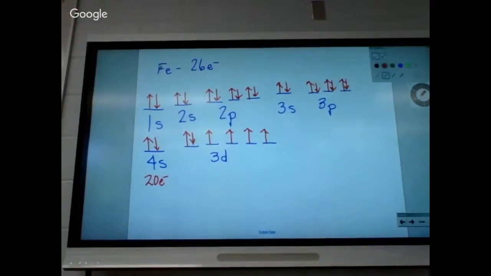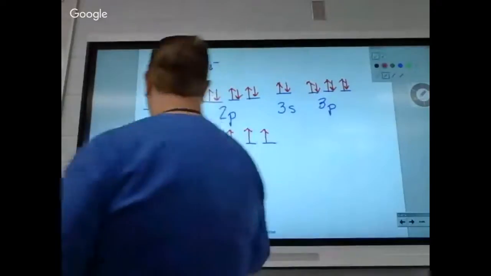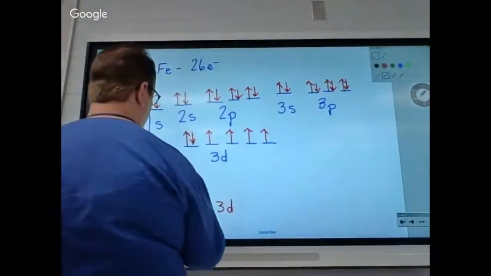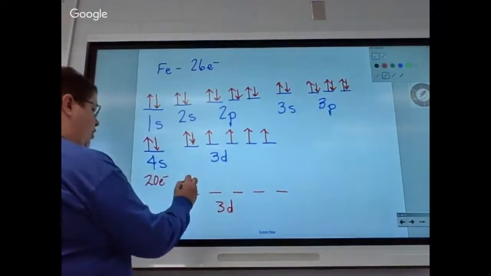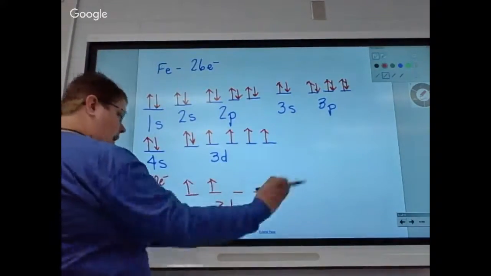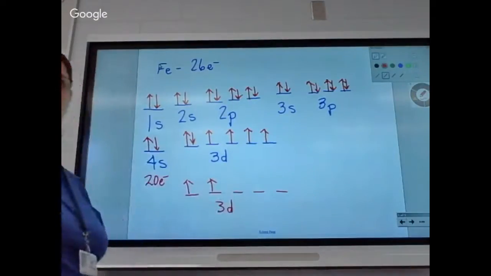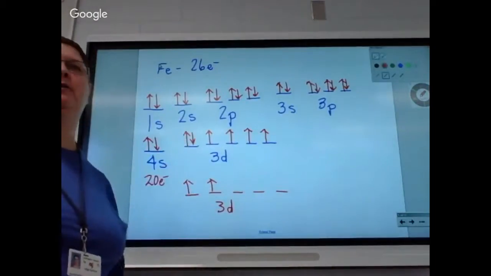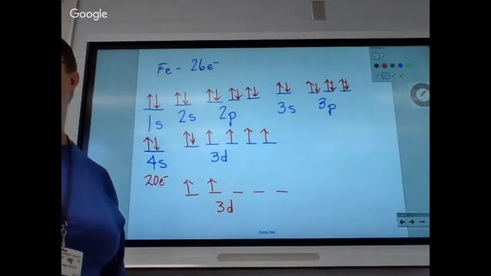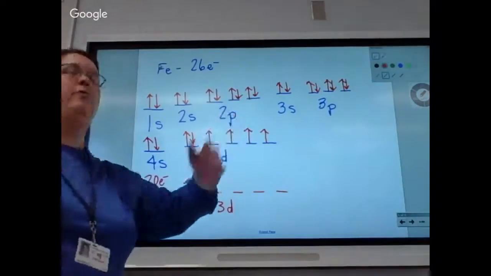You can if there's not enough. Let's say you were doing something like titanium, which has 22. You'd have 3D, 1, 2, 3, 4, 5, and you were only drawing 22 electrons. You'd draw 21, 22, and you'd stop. You wouldn't fill in those other 3. But all of them have to be full before you can double them. Yes, you'd have to have a single on all of them before you can double them.